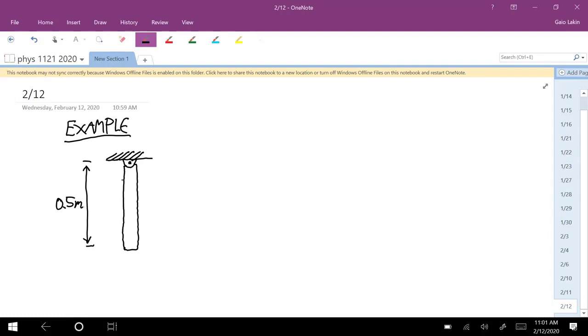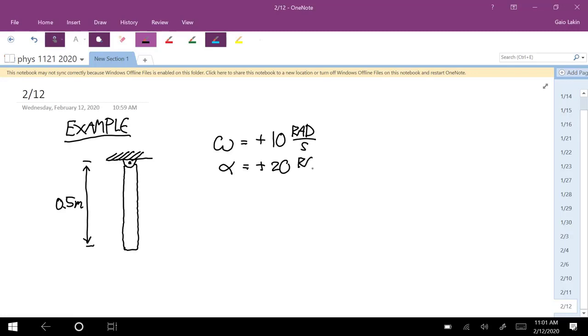And let's say that we know there's an angular velocity of positive 10 radians per second and an angular acceleration of positive 20 radians per second squared at this instant. And we want to figure out, if we call this point P, the velocity vector and the acceleration vector of that point P.